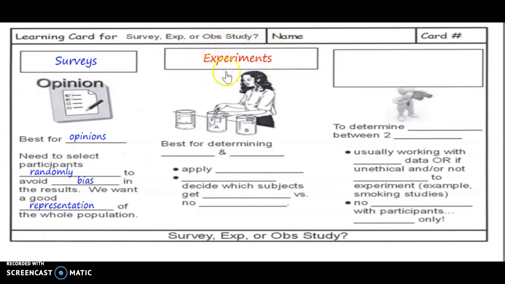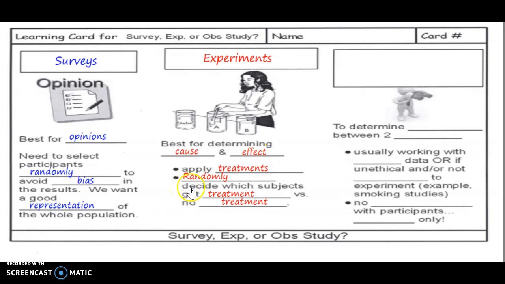Let's move over to experiments. So experiments are best for determining cause and effect. In fact, an experiment is the only one of these three that can show cause and effect. A survey does not do that. And eventually, when we get over here to observational studies, it does not show cause and effect either. An experiment is the only way that you can show cause and effect.